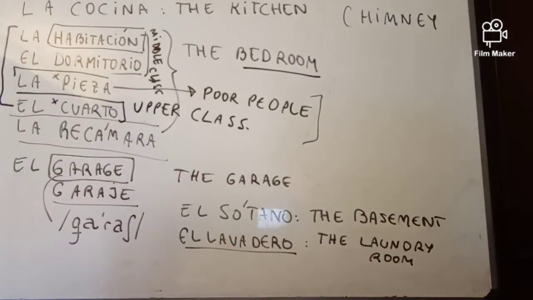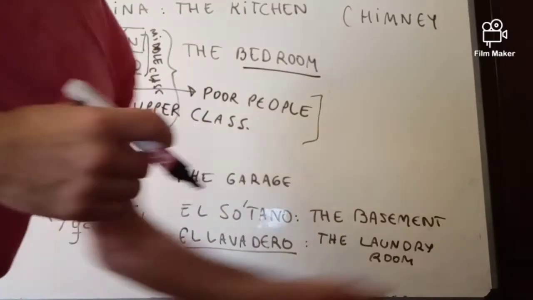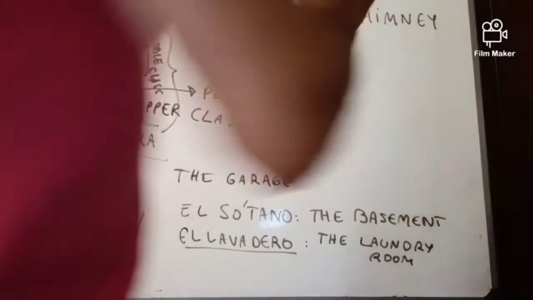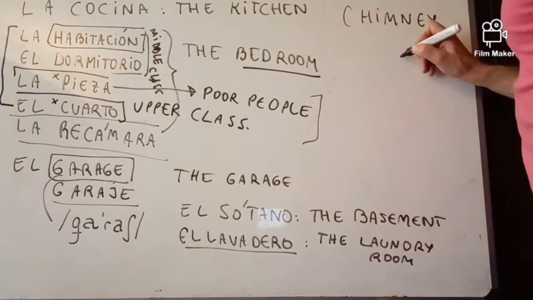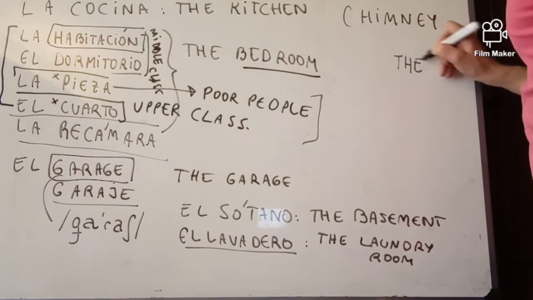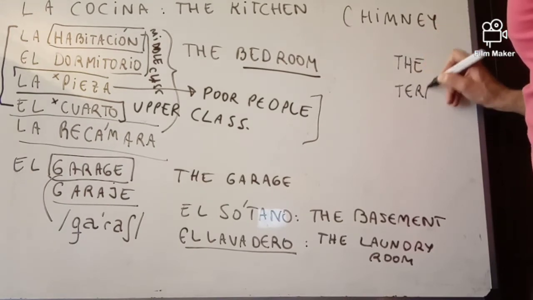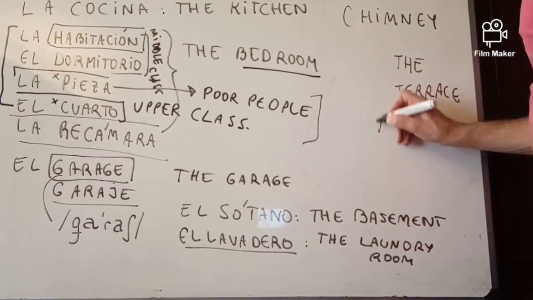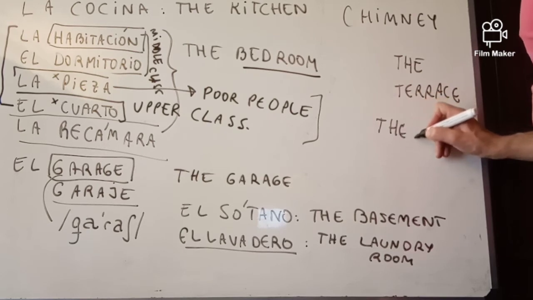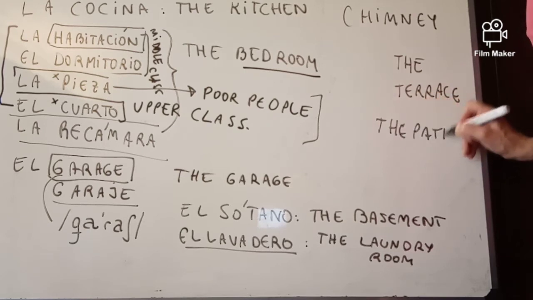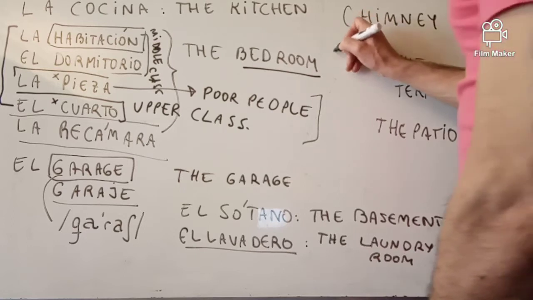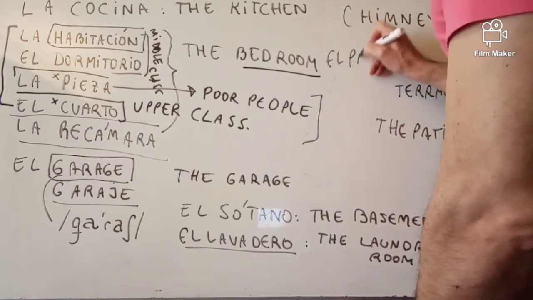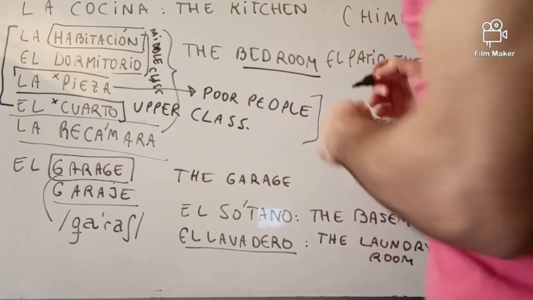Finally, let's suppose that we are in summertime and we want to go to el patio. Well, in English you may say the terrace, or the Spanish word patio, but you pronounce it patio. We say el patio.